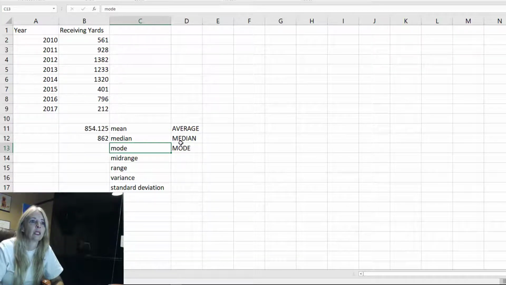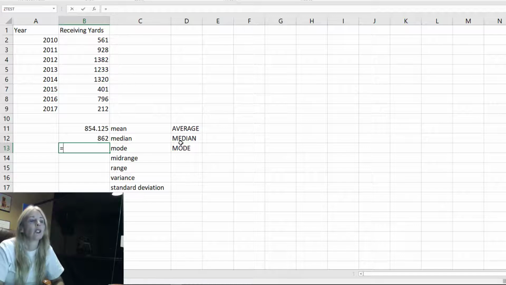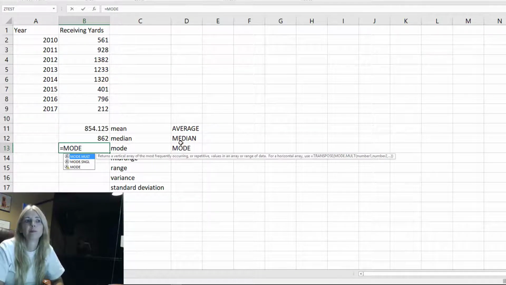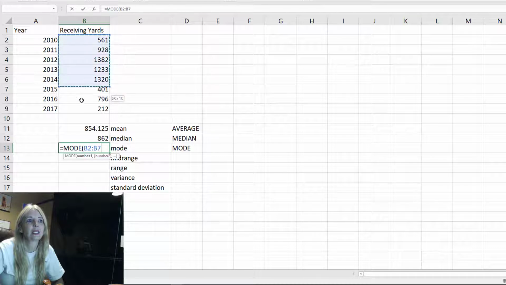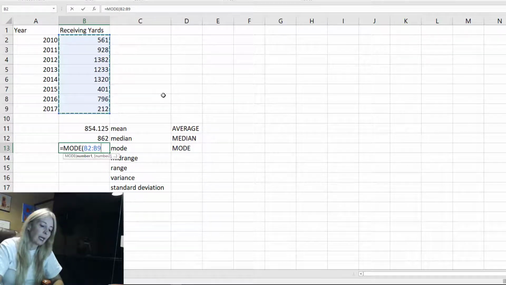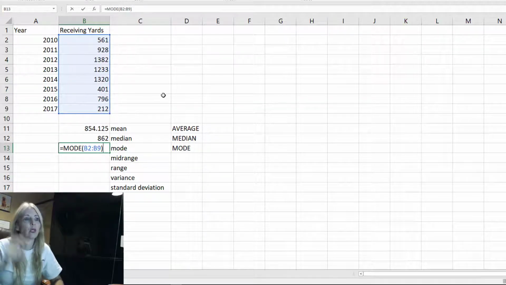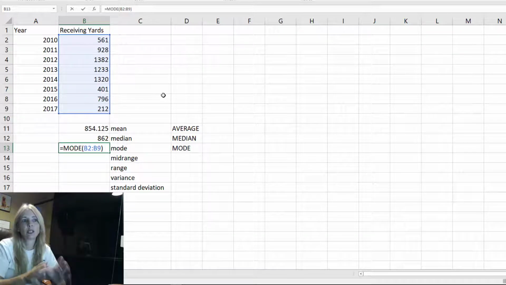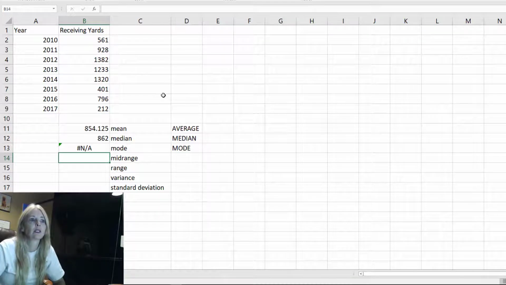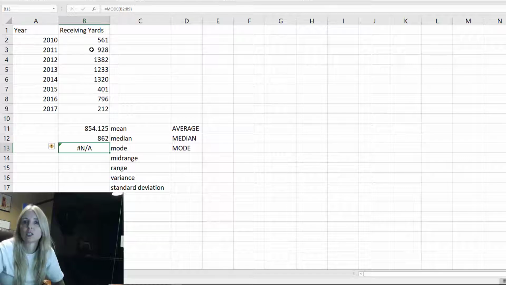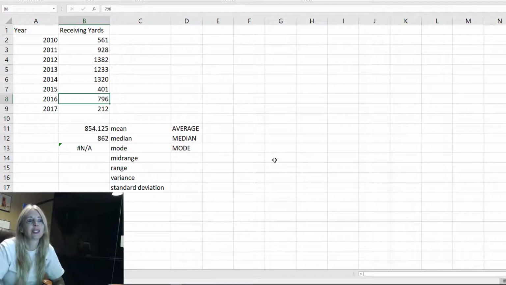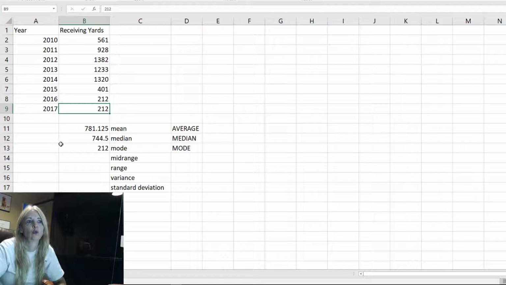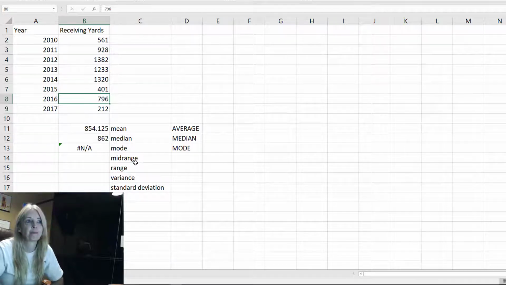The next one is the mode. So equals mode, open a parentheses, click and drag. You see I'm doing the same thing over and over: start with an equal sign, type your function, open a parentheses, enter your data, close the parentheses. What happened? There is no mode. There's nothing repeated. If I change this 796 to 212, watch, check that out. But let's put it back. So there's just no mode.